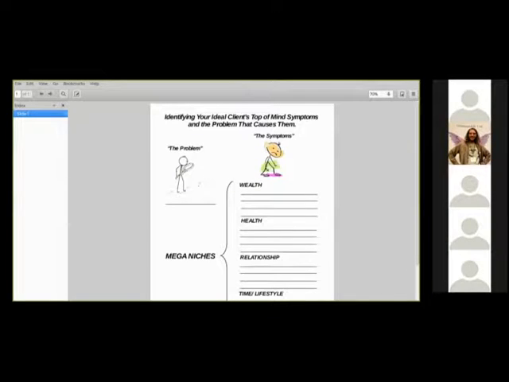Your ideal client has no idea who you are. Your ideal client has no idea about your product, okay?